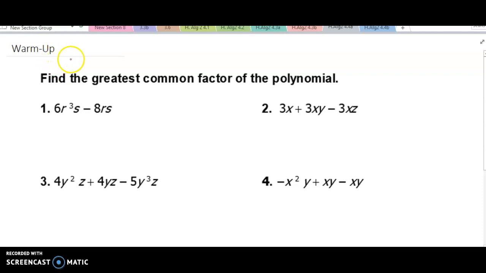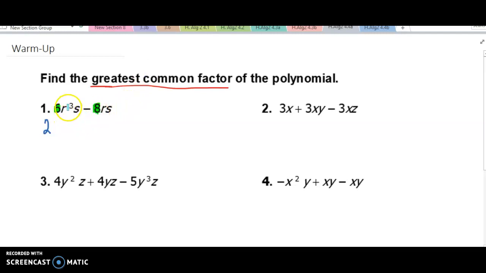So if we look at these warm-ups, guys, these should be all review for you. Well, the warm-up should. Here we're trying to find the greatest common factor. So anytime we factor something, before we even consider factoring, we want to take out the greatest common factor. Okay, so if I look at number 1, I have my 6 and my 8. Okay, now I know that 2 goes into both 6 and 8.